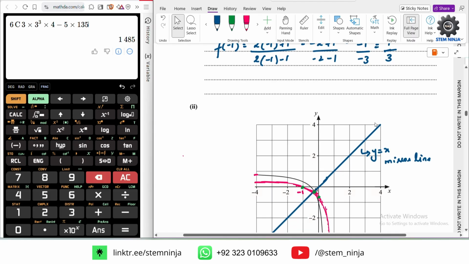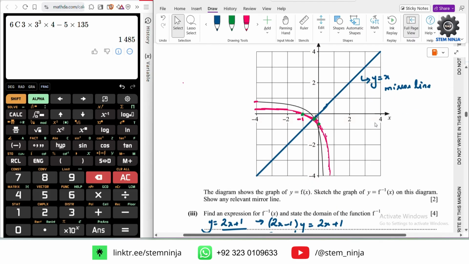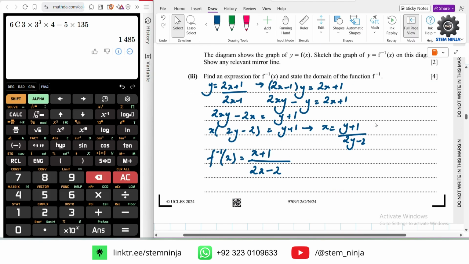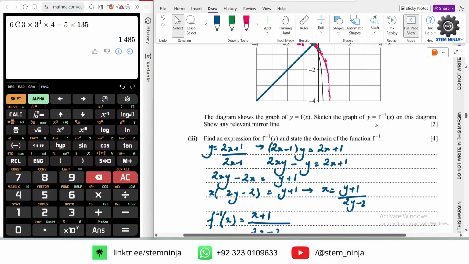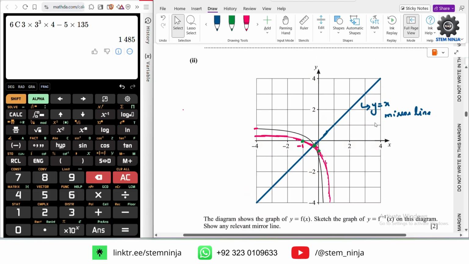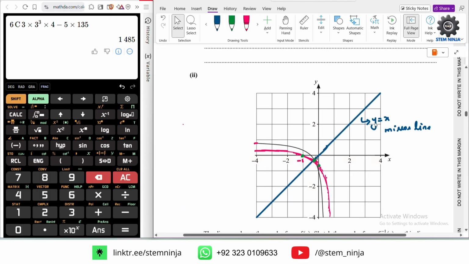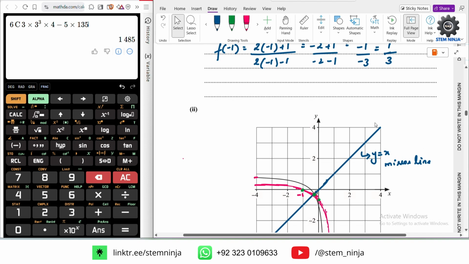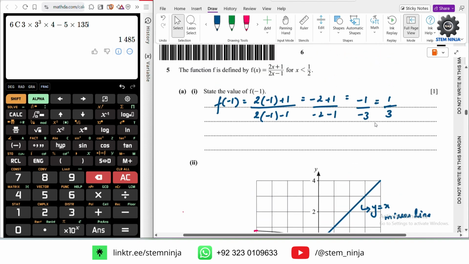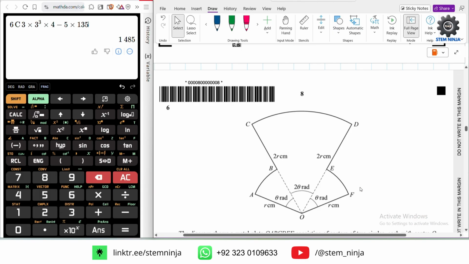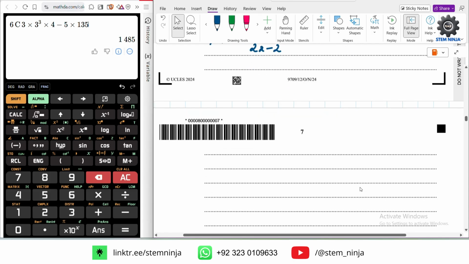Okay. Now we need to figure out the range now, right? Sorry, domain now. For the domain of f inverse, the range of the original function becomes the domain of that. So we just simply need to figure that out. We can actually figure this out by doing some long division on this, right? That would be more appropriate.